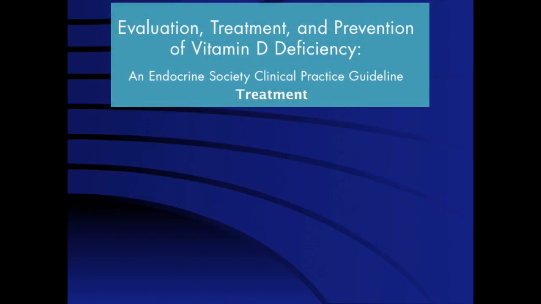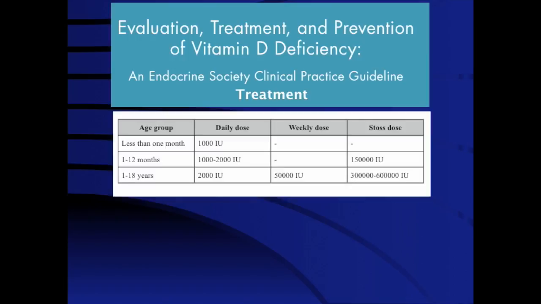If you go through the Endocrine Society guidelines for treatment of vitamin D deficiency, in most situations a daily dose of around 1000 to 2000 international units will suffice to treat it over a period of around 6 to 8 weeks. In situations wherein we have an issue in terms of compliance, giving a stoss dose of around 150,000 international units of vitamin D in younger children and between 300,000 and 600,000 international units in older children can also be used.